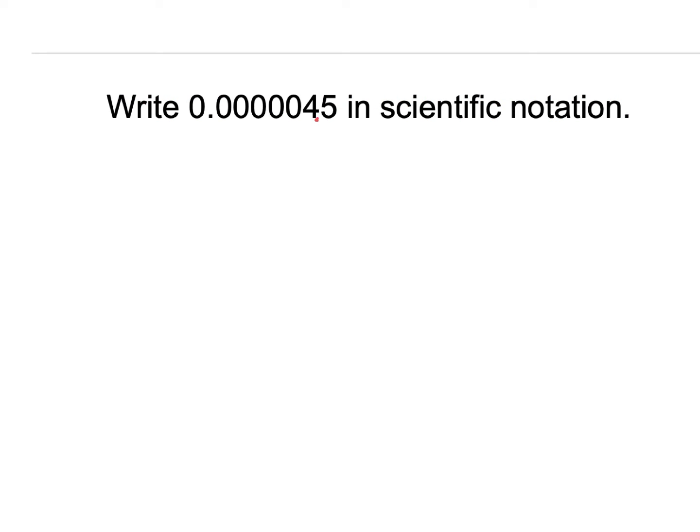Let's try another one. Again, I want my decimal point here. 4.5 times 10 to the power of a negative exponent. 1, 2, 3, 4, 5, 6. Again, it's going to be negative 6.